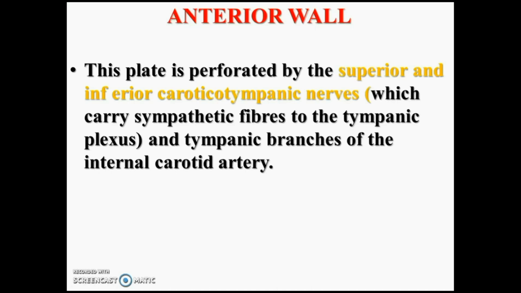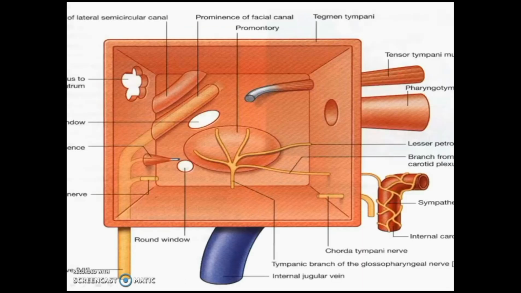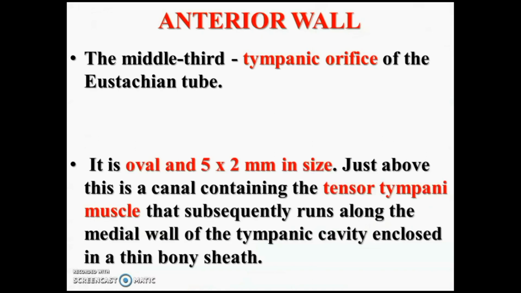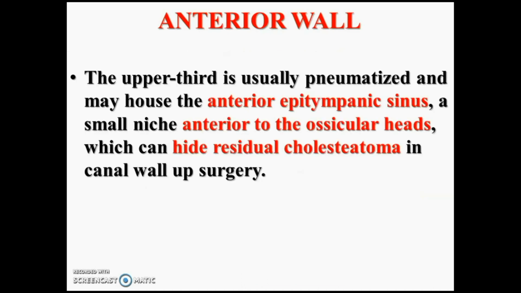So, the carotid part, that is lower 1/3, is pierced by the superior and inferior caroticotympanic nerves, which join with the Jacobson nerve to form tympanic plexus, which is a part of the pathway of the otic ganglion. Middle 1/3 has the tympanic orifice for the eustachian tube. The opening is oval and around 5 into 2 millimeter in size. Just above this opening for eustachian tube, you will see tensor tympani muscle.